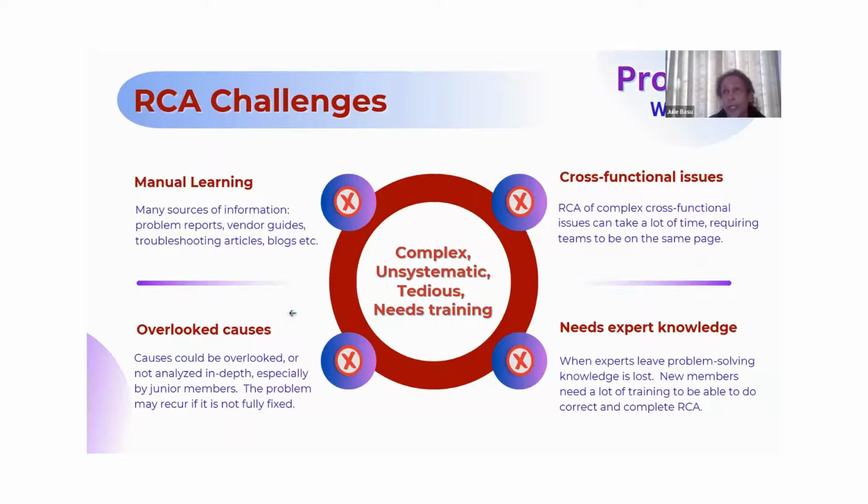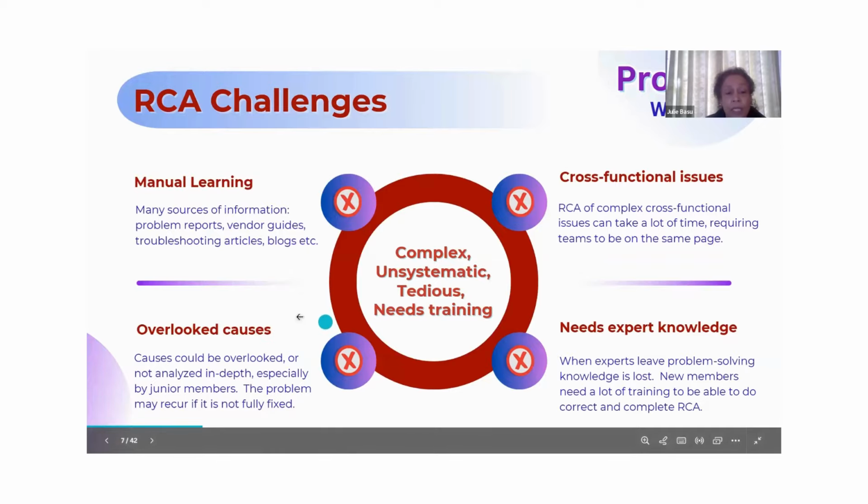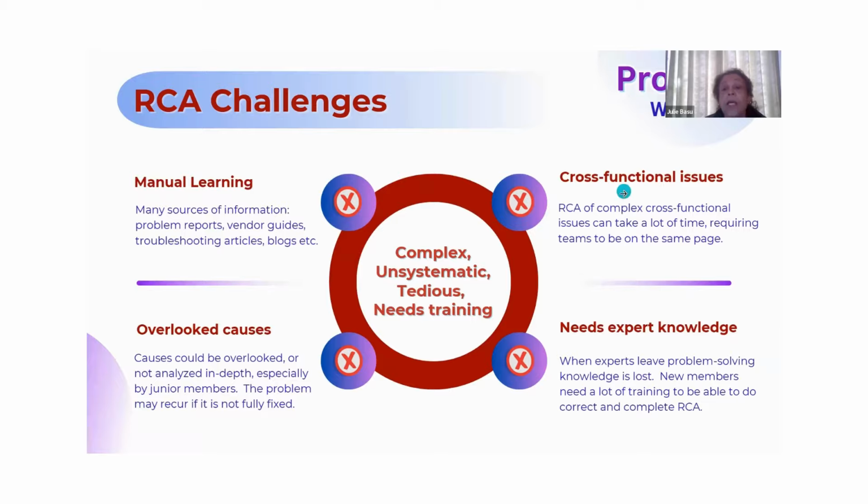Manual learning: there's too much to read. I have to know about all the problem reports, the prior issues that were resolved. What did we do? What did we find? How did we solve them? Vendor guides, troubleshooting articles, and there's so much knowledge on the internet. Overlooked causes: if I'm not really doing my learning, then I'm likely to overlook some of the causes.